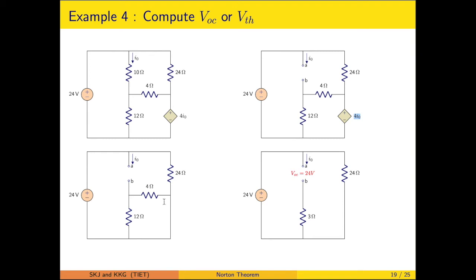We are able to see that this 12 and 4 ohm are exactly in parallel, and the parallel combination value is 3 ohm. That is represented like this, and the 24 ohm is coming directly across the battery. During the open circuit condition, there is no current in this. So whatever the voltage across this and this, that will decide the VOC. That is 24 volt.